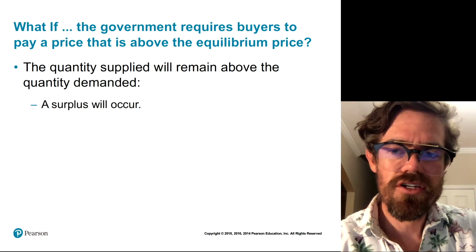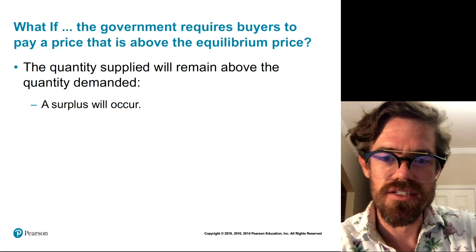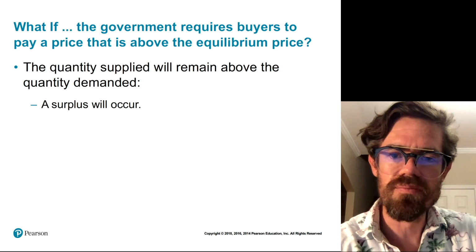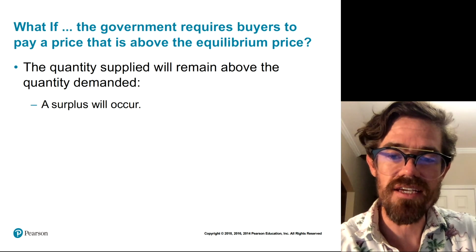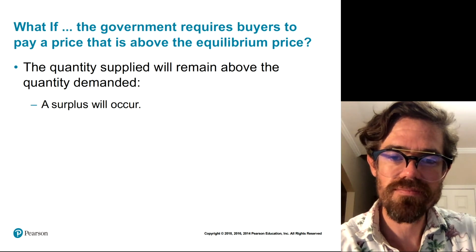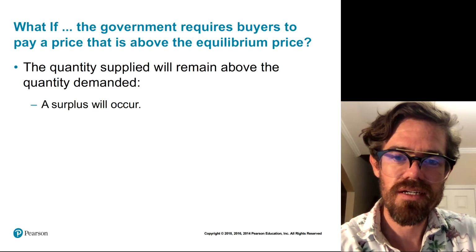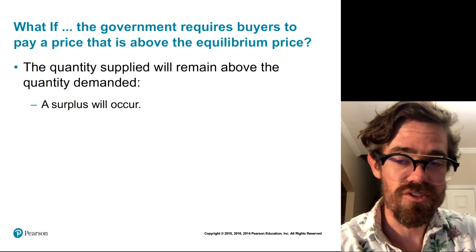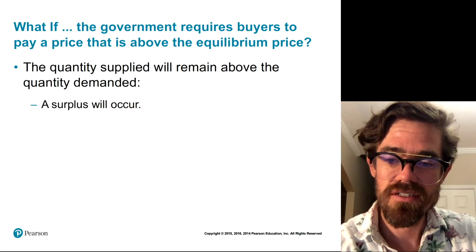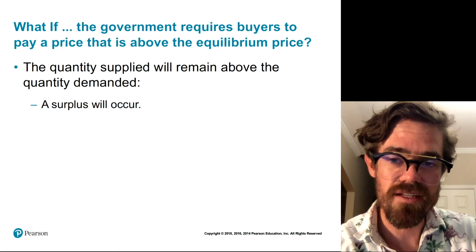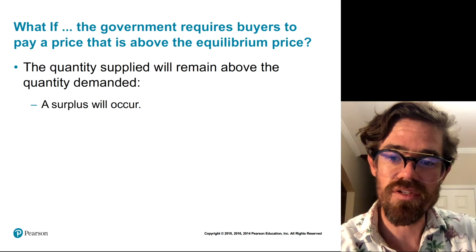Okay, so a good policy question is, well, what if the government requires buyers to pay a price that is above equilibrium? Well, that'll result in a surplus, as we just saw. If price is above equilibrium, that leads to a surplus when suppliers are willing to supply a quantity that's more than the quantity demanded.